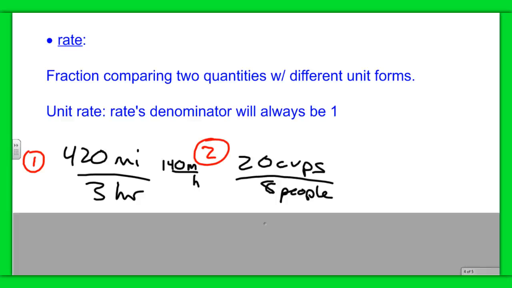Anyway, 20 cups per 8 people. Can you change that to a unit rate? So again, we're dividing 20 by 8. 8 goes into 20 2 times, right? And then we would have 4 eighths, or 4 eighths could be half, 0.5. So we have 2.5 cups per person. That's a unit rate. 2.5 cups per 1 person. Notice we don't even include the 1 in the denominator, but we know if I say 140 miles per hour, it's in 1 hour.